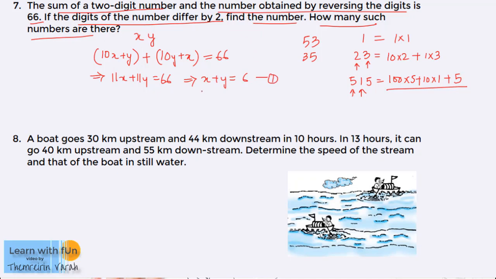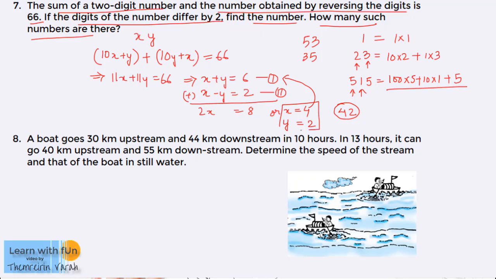Our second condition is that the difference of the digits is 2, that is x minus y equals 2. So in the second equation, we solve for the values of x and y. Adding the two equations, we get 2x is equal to 8, so x equals 4. That means we will get y is equal to 2. So the number is 42.